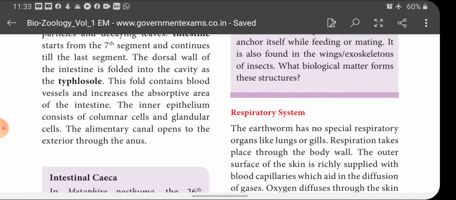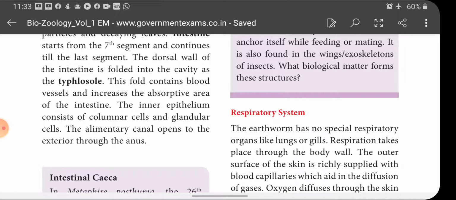The function of the typhlosole is that it contains blood vessels and increases the absorption of food material. And the inner epithelium consists of columnar cells and glandular cells. The alimentary canal opens to the exterior through the anus.